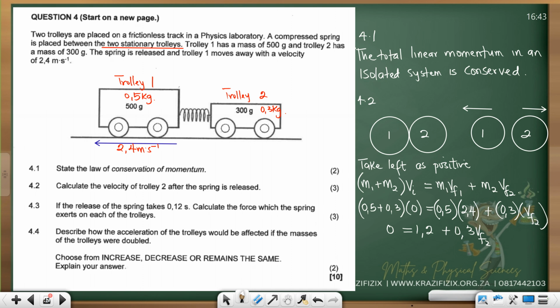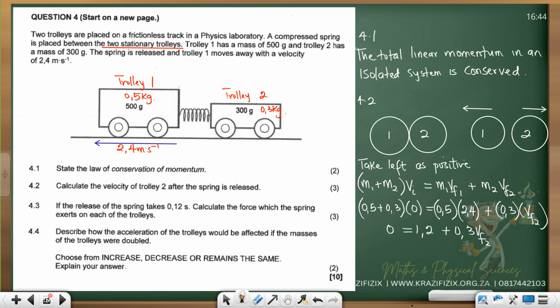Oh my Lord God of heaven. Mango plus oranges is called mango range. Is that what you guys are doing? Banana plus oranges, banana range. Hallelujah. What you are doing, guys? How can you add 1.2 plus 0.3 VF2? You guys need to be shamboked.